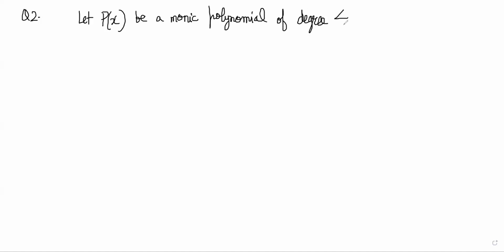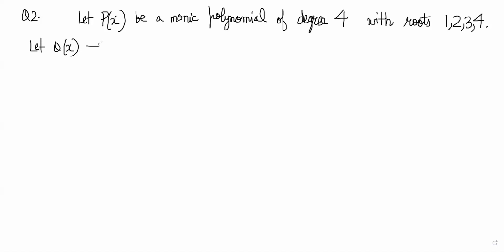It says, let P(x) be a monic polynomial. What is a monic polynomial? It means the first coefficient, the coefficient of the highest power, is 1. So it's a monic polynomial of degree 4 with roots 1, 2, 3, 4.